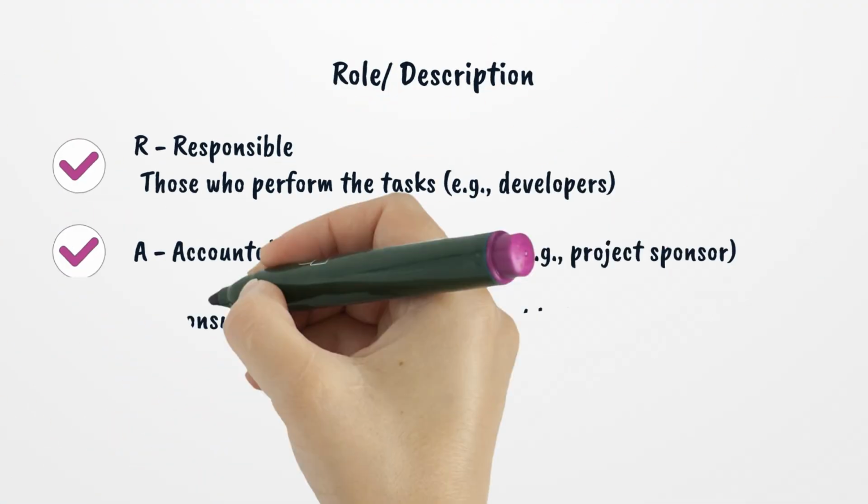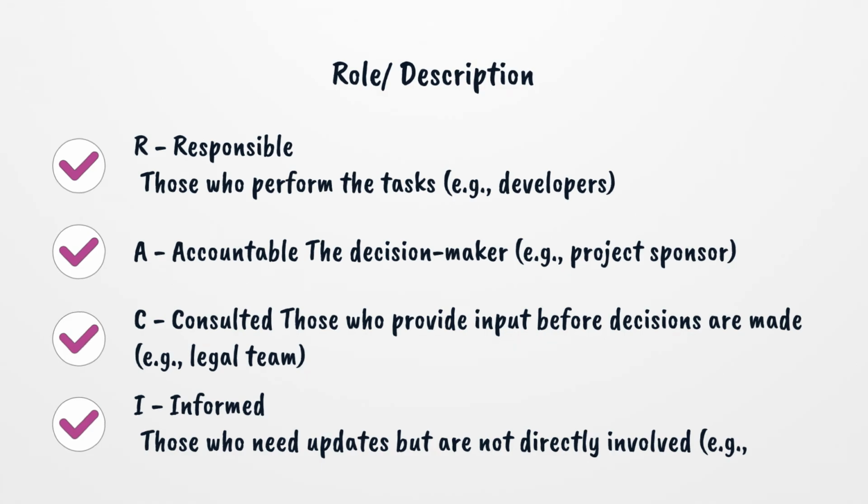Role, description. R: Responsible. Those who perform the tasks, e.g., developers. A: Accountable. The decision maker, e.g., project sponsor. C: Consulted. Those who provide input before decisions are made, e.g., legal team. I: Informed. Those who need updates but are not directly involved, e.g., customers.